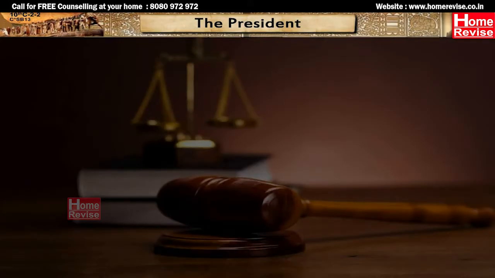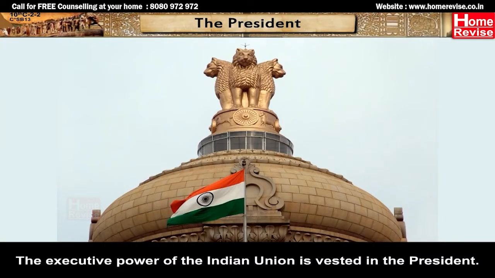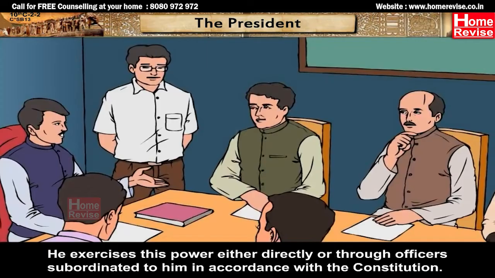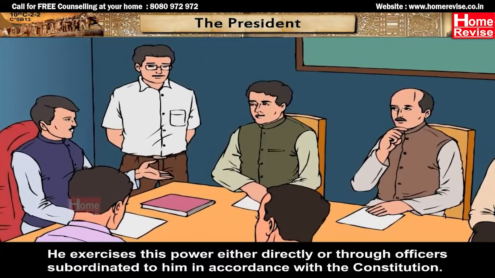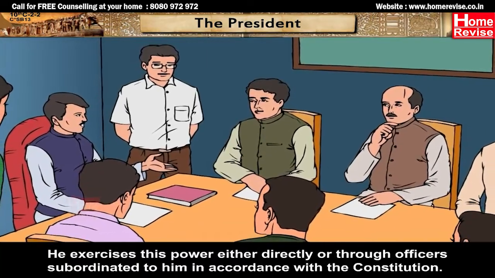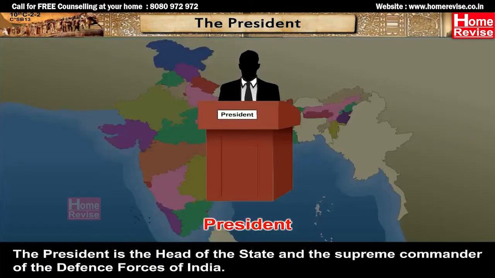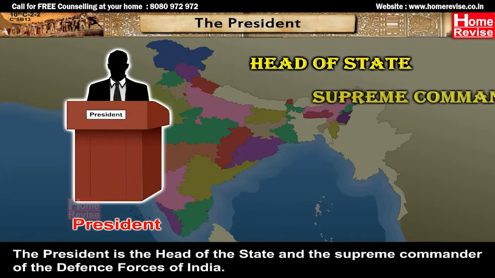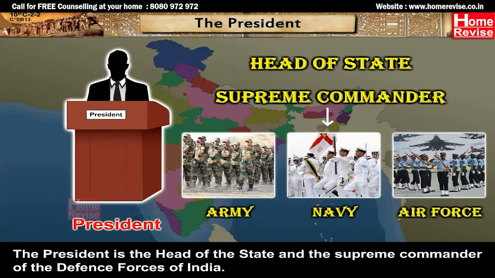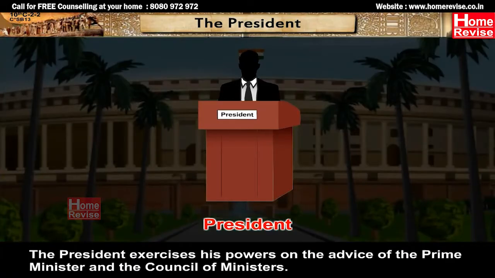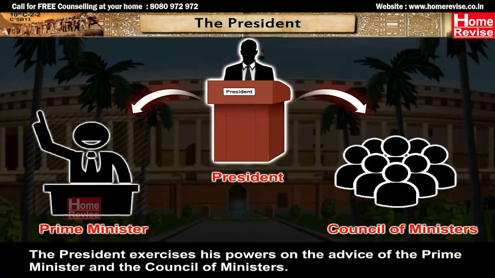President. The executive power of the Indian Union is vested in the President. He exercises this power either directly or through officers subordinated to him in accordance with the Constitution. The President is the head of the state and the supreme commander of the defense forces of India. The President exercises his powers on the advice of the Prime Minister and the Council of Ministers.